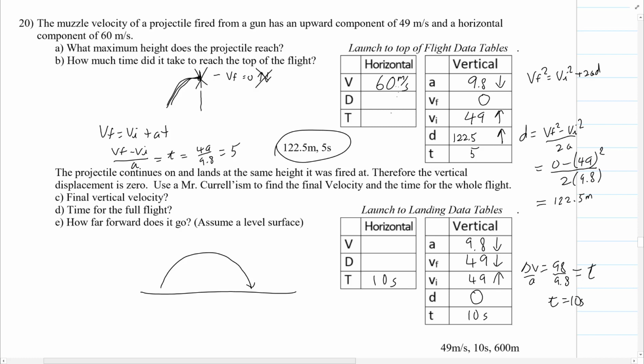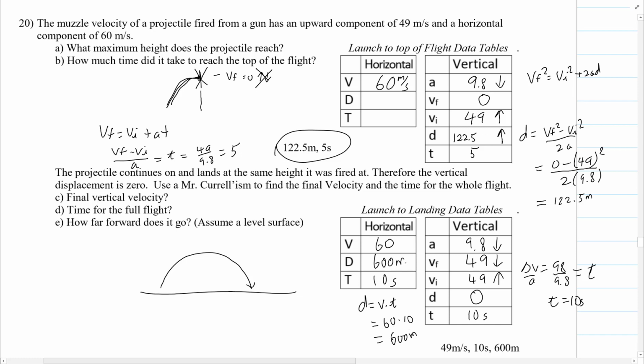Okay, it was still launched at 60. So the distance here is d equals v times t, and that's going to be 60 times 10, 600 meters.